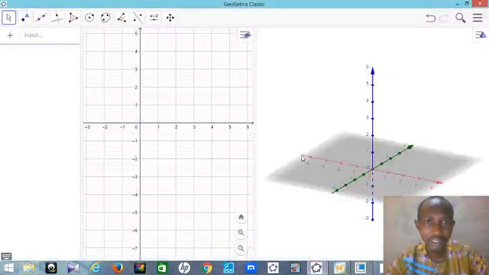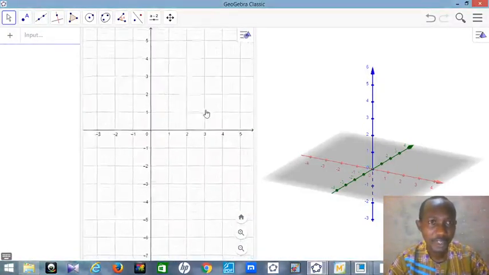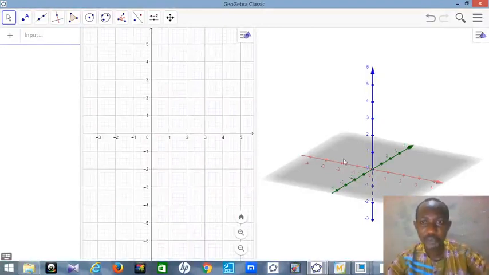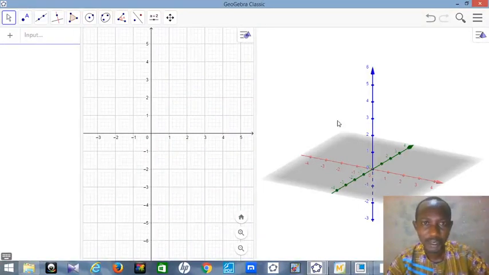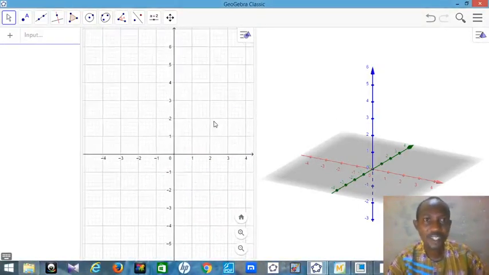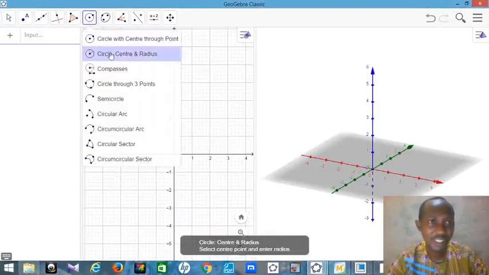You can see my view here. This view is showing me a two-dimensional view. You can see the y and the x axis, while this view is showing me a three-dimensional view. Because there are some cases where some students confuse a sphere and a circle. Some students think that a circle is the same thing as a sphere.